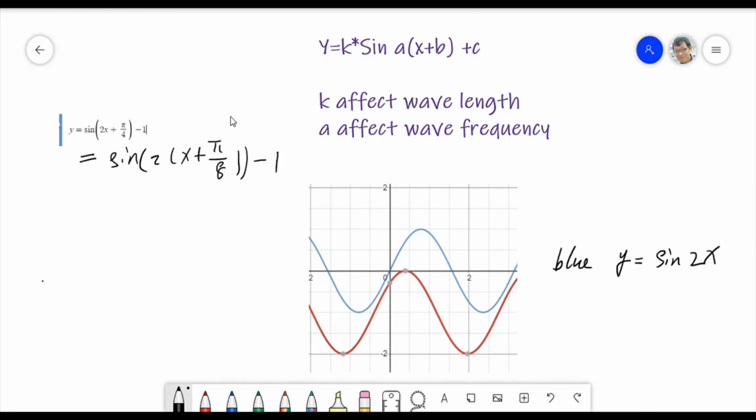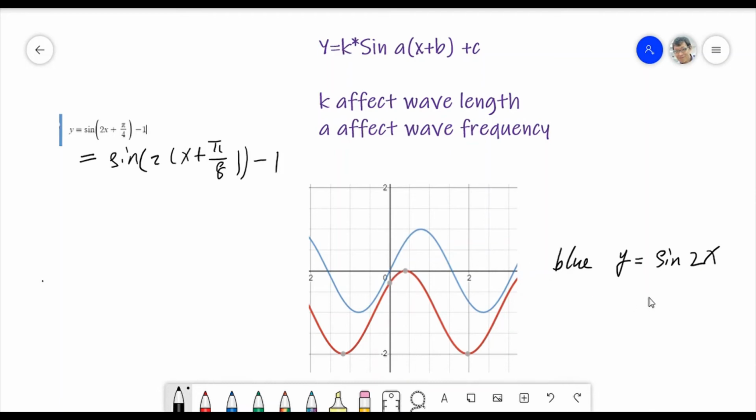Affected the frequency, right? Since it's already 2, normal frequency is pi, so with 2x the frequency will be 1 pi. Let's see that. In fact, the blue line is exactly y equals sine 2x. You see that from 0 to pi, this is 1 second. So let's observe this part.